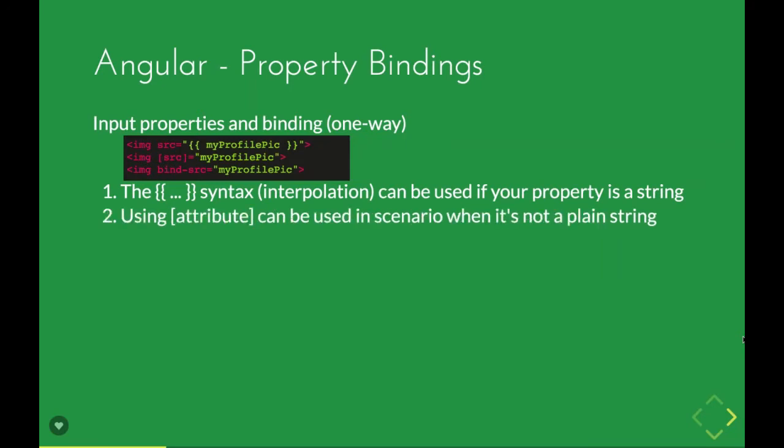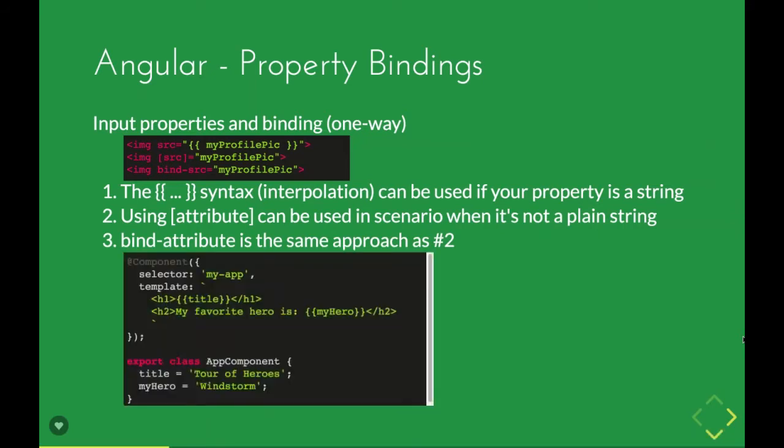Using the square brackets on the attribute can be used in scenarios where it's not a plain string. So if we want to have a return value that pops back from a function or whatever it might be, we could potentially use something like that here. And the bind-dash attribute is actually the same approach as number 2, which just might be a little bit easier to read with the square brackets because we're dealing with attributes that we're probably pretty used to.